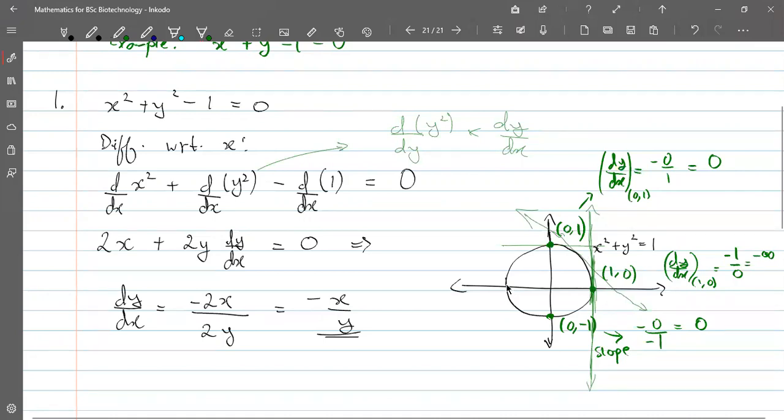Whereas if you find it here, you will get positive infinity. But of course, it's basically the same line at different points. The slope is positive infinity because here you have to climb directly upwards to get started, when you're moving from left to right. But you can see that it's easy to find the slope using implicit differentiation in the case of a curve given implicitly.